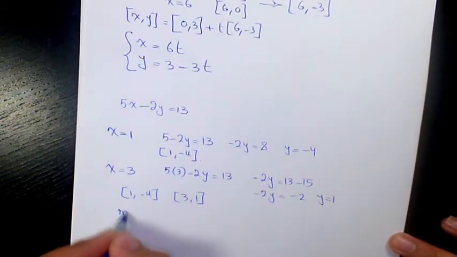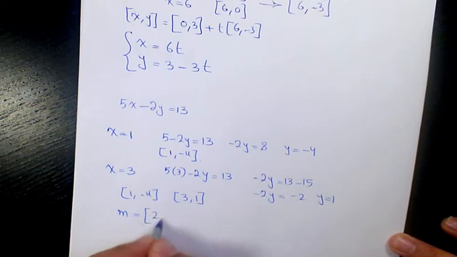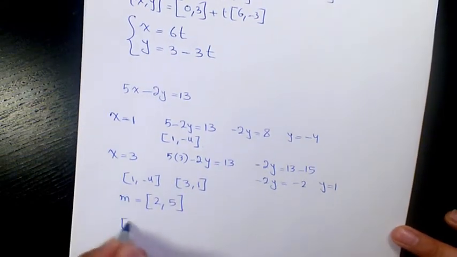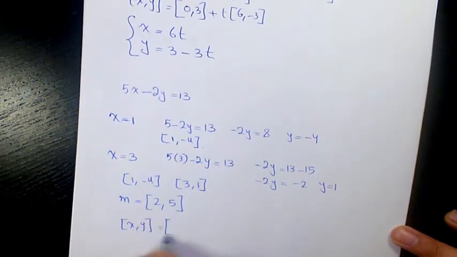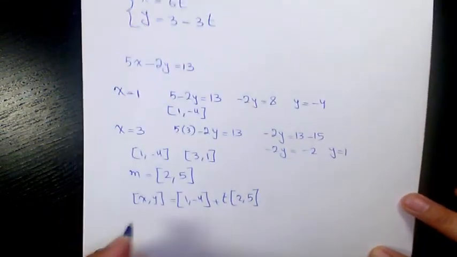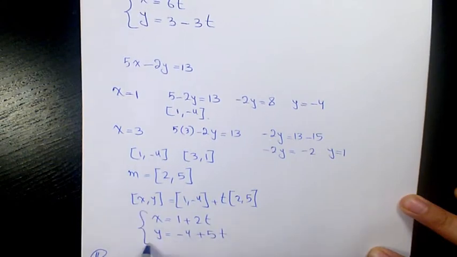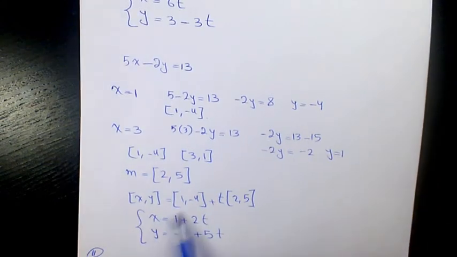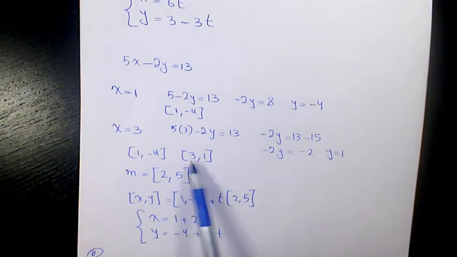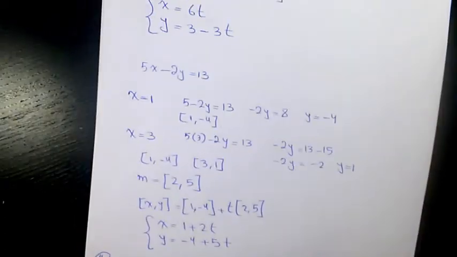So the slope is going to be 3 minus 1, which is 2, and 1 minus negative 4, which is going to be 5. So we have (x, y) equals (1, -4) plus t times (2, 5). So the parametric form is going to be x equals 1 plus 2t, y equals negative 4 plus 5t. Again, instead of (1, -4) here, I could use (3, 1) because both points are valid.